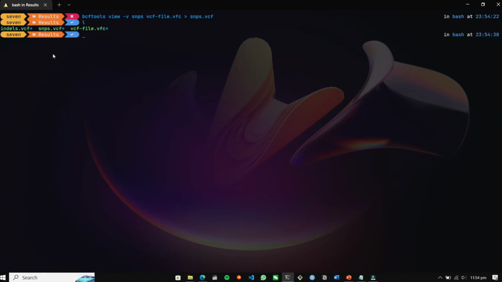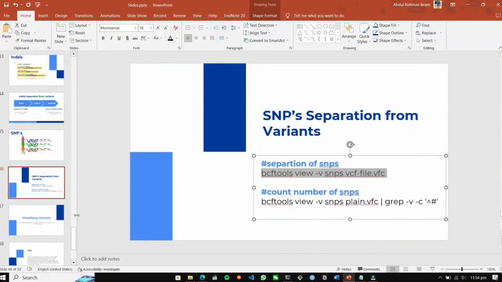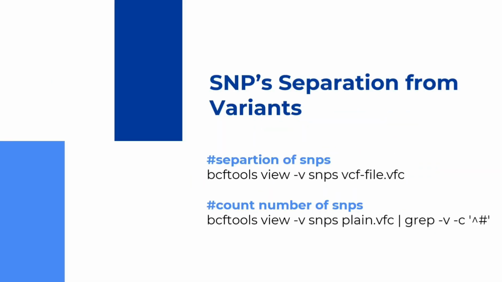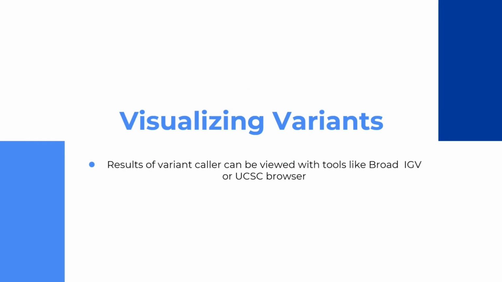I got the snps.vcf file and the indels.vcf file. Two types of mutations have been extracted successfully. So I think that was the main goal of our lecture, calling the variants and then extracting the variants. Now the remaining part is how to visualize these variants.